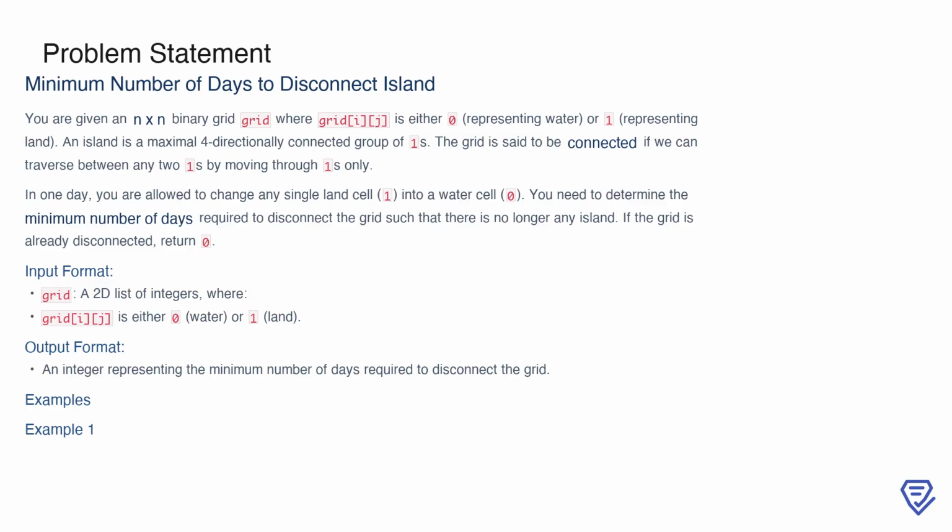The challenge is to determine the minimum number of days required to disconnect the grid so that no single island exists anymore. Each day, you are allowed to convert one land cell, or 1, into water, represented by 0. If the grid starts off already disconnected, you simply return 0 as no changes are needed. The input consists of a 2D list of integers, and the output is an integer that represents the minimum number of days required to achieve this disconnection.